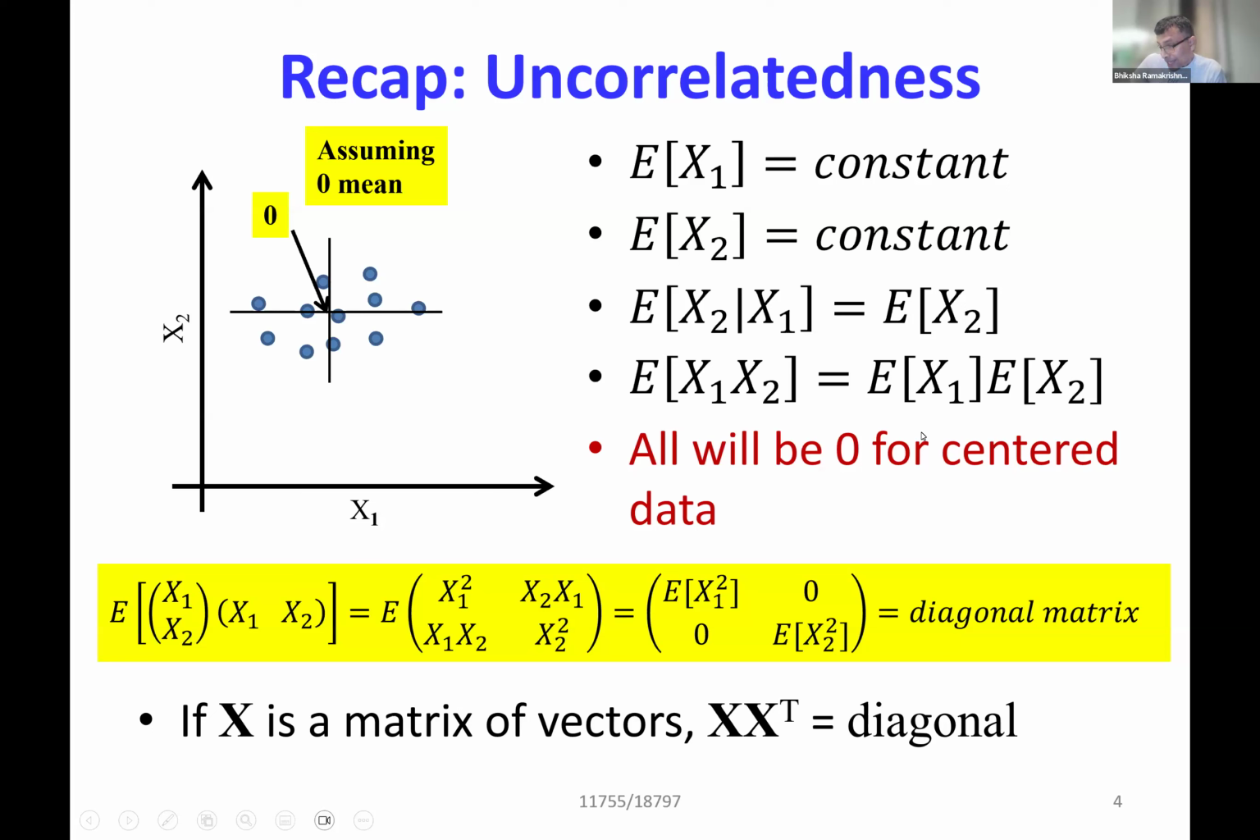So if the data are centered, meaning if their means are 0, then the expected value of x1 and the expected value of x2 are going to be 0. So all of these terms are going to be 0.